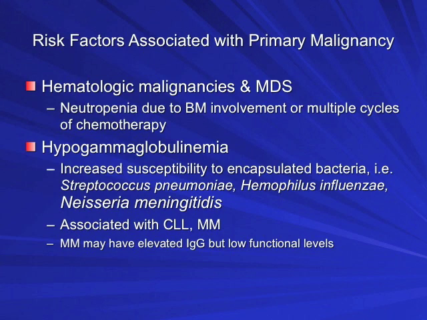Another infectious risk in these patients is hypogammaglobulinemia, which results in increased susceptibility to encapsulated bacteria, such as Streptococcus pneumoniae, Haemophilus influenzae, and Neisseria meningitidis. And we see this predominantly with chronic lymphocytic leukemia and multiple myeloma. And of note with IgG-based multiple myeloma, since it's a plasma cell malignancy, you may have a very high IgG level that's predominantly monoclonal, but you may still have functional hypogammaglobulinemia.